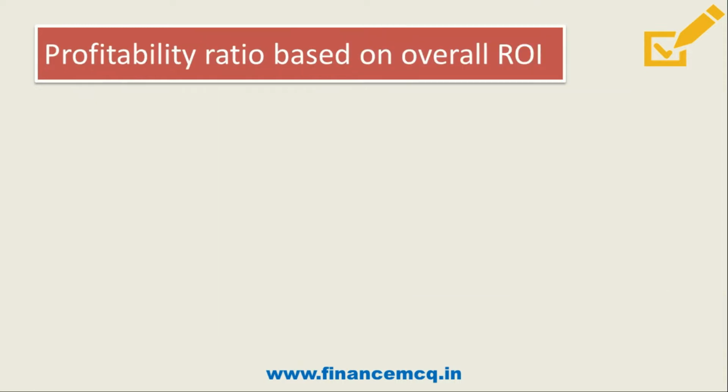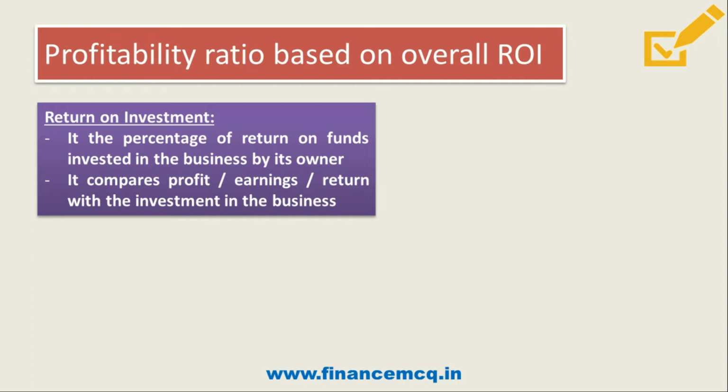Now friends, let's talk about profitability ratios based on overall return on investments, and the first one is return on investment. It is the percentage of return on funds invested in the business by the owner. Friends, it compares profit, earnings or returns with the investments in the business. In short, it is how much we have invested in the business and how much money we get out of that business as a return. That is known as our return on investment.